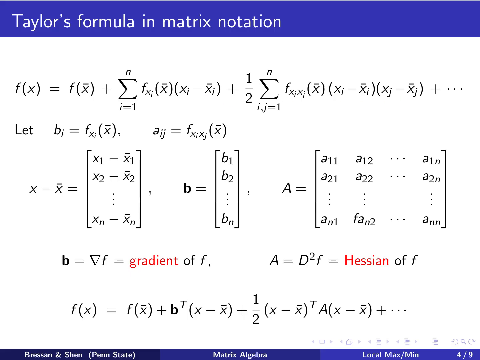Okay, so with all these definitions, we can write it more compactly. This heavy expression can be written as f of x is equal to f of x bar plus b transpose times x minus x bar, and then plus a half x minus x bar transpose times A times x minus x bar. You can fill these expressions in and work it out, and you will see that it's exactly this expression.